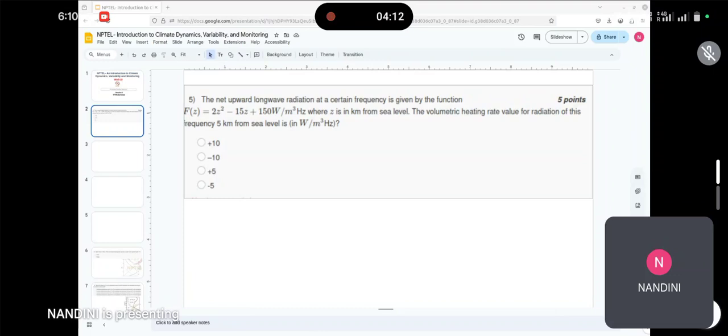I'm not able to write them in the slide. Give me a second.